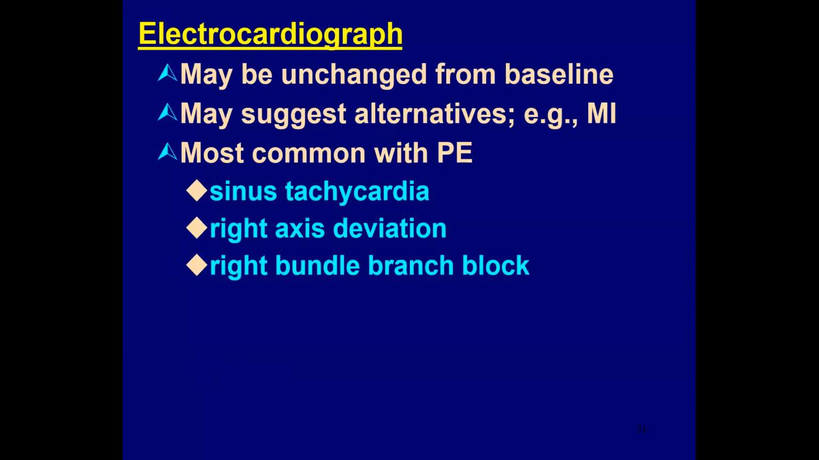The ECG may be unchanged from baseline. However, we still want an ECG to rule out alternatives. It could be a heart attack, an MI, as opposed to PE. So let's rule out MI. Most common with the pulmonary embolus on the ECG, we see sinus tachycardia, right axis deviation, and possibly a right bundle branch block.